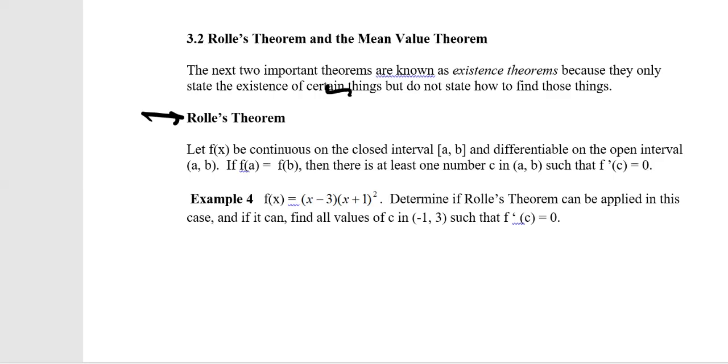Essentially, Rolle's theorem. f is continuous on the closed interval and differentiable on the open interval. If f of a equals f of b, then there's at least one number c such that f prime of c equals 0. So what this means is this.